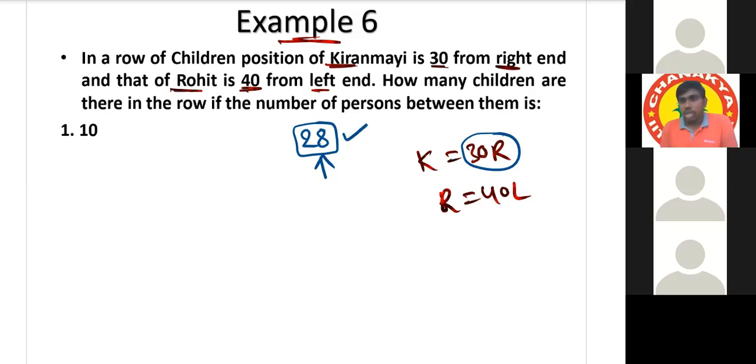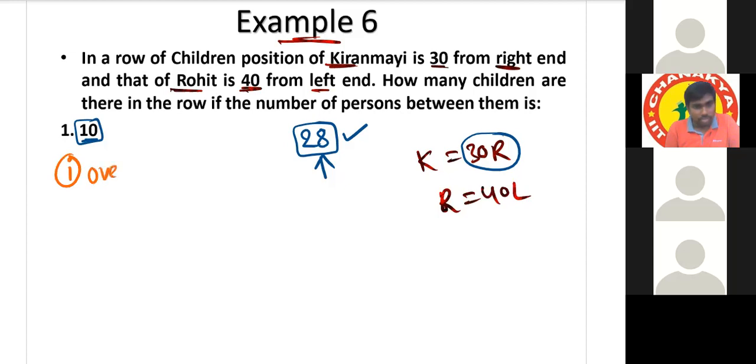Now see here, how many children are there in the row if the number of persons between them is 10? For these 10 people in between, will we get one possibility or two possibilities? The number between is less than 28, so there will be two possibilities, sir. Yes, two possibilities.